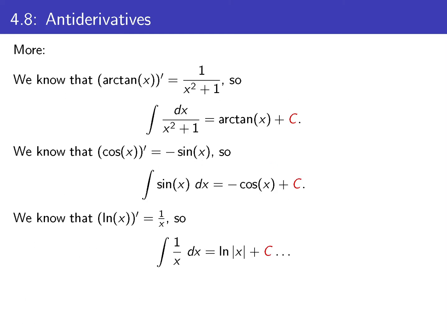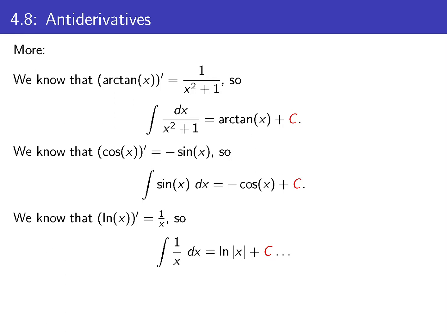So let's look at a few more antiderivatives. First of all, we know that the derivative of arctangent is 1 over x squared plus 1, so not surprisingly, the indefinite integral of 1 over x squared plus 1 with respect to x is just arctan x plus c. I'm using this example to point out a notation that is common. When we are integrating a quotient with a 1 in the numerator, we often write the dx as the numerator, but it means the same thing.